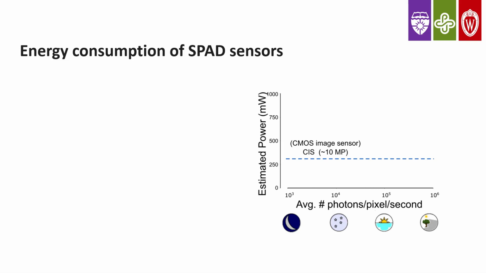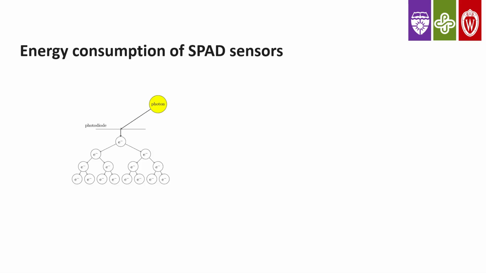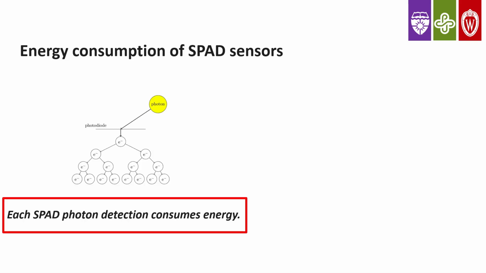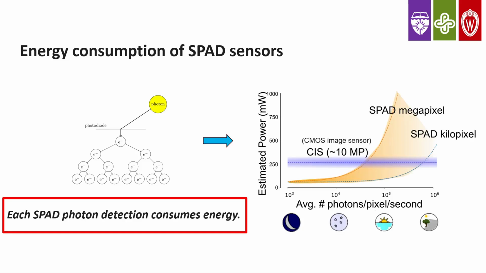For a conventional large format CMOS sensor, its power consumption does not depend on the amount of light coming in from the scene. But in a SPAD, on the other hand, each photon detection comes with a significant energy cost. And so the power consumption increases with scene brightness and sensor resolution. This makes it challenging to realize high-resolution SPAD sensors in form factors like cell phones or mobile robots.